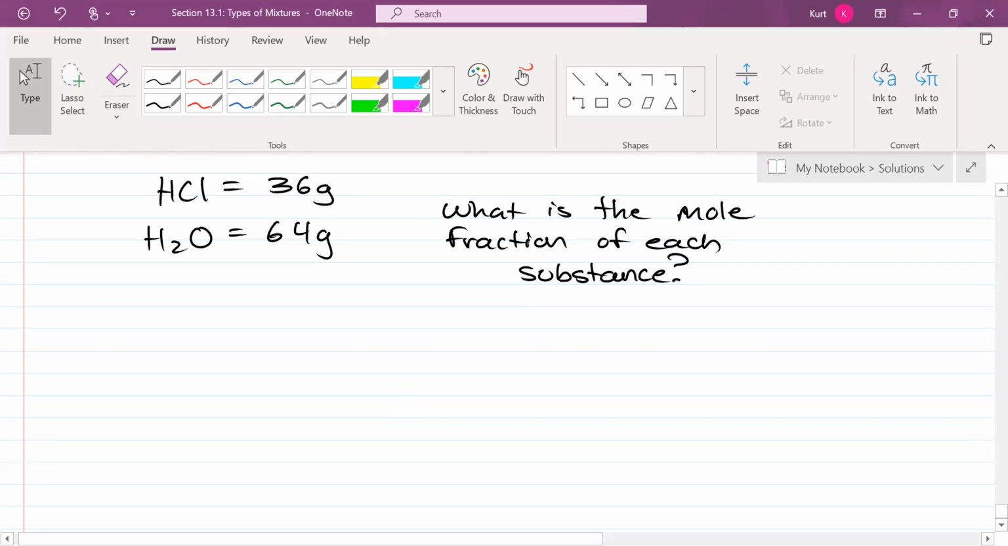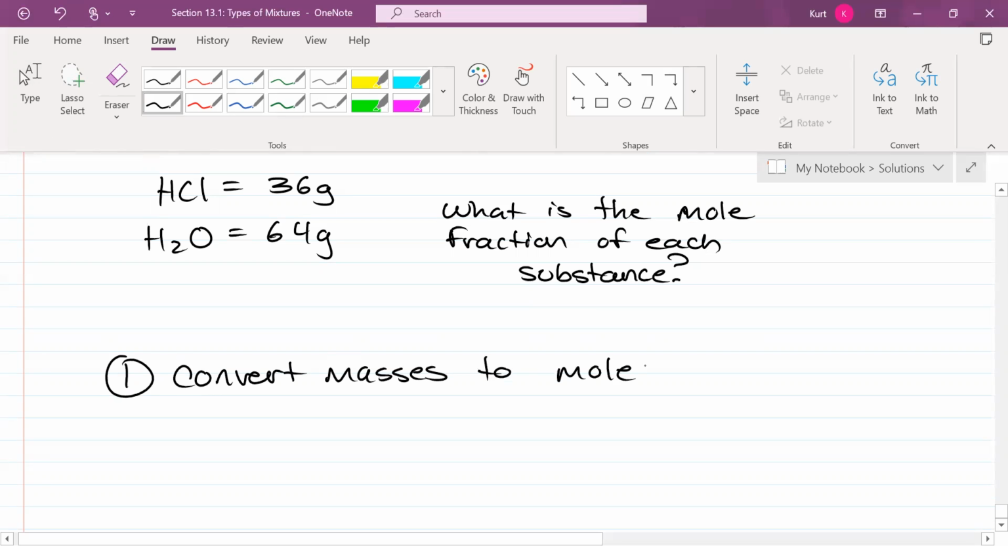But look at the elements that compose them. Chlorine is 35.5 grams per mole, and hydrochloric acid is going to be about 36.5. Water is only 18. You have 64 grams of water, but then you have to find out how many moles 64 grams is worth. So what you need to do first is convert the masses to moles. And so you will need to be looking at your periodic table.